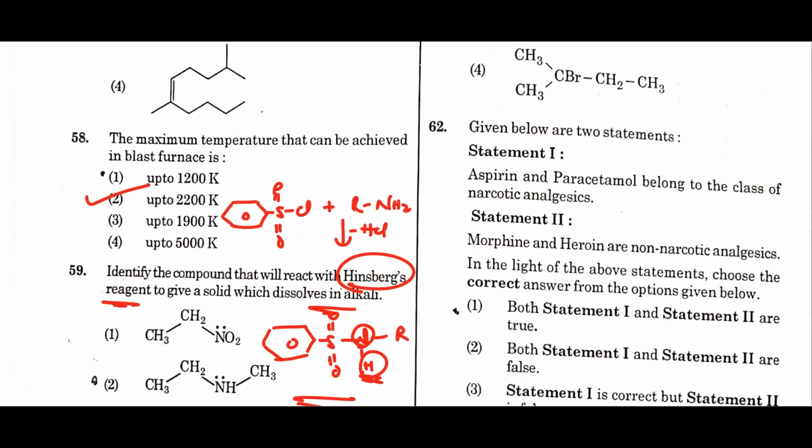Aspirin and paracetamol belong to the class of narcotic analgesics. It is a wrong statement because they are non-narcotic. And coming to statement number 2, morphine and heroin are non-narcotic. It is a wrong statement because they are narcotic analgesics. Both the statements are false.